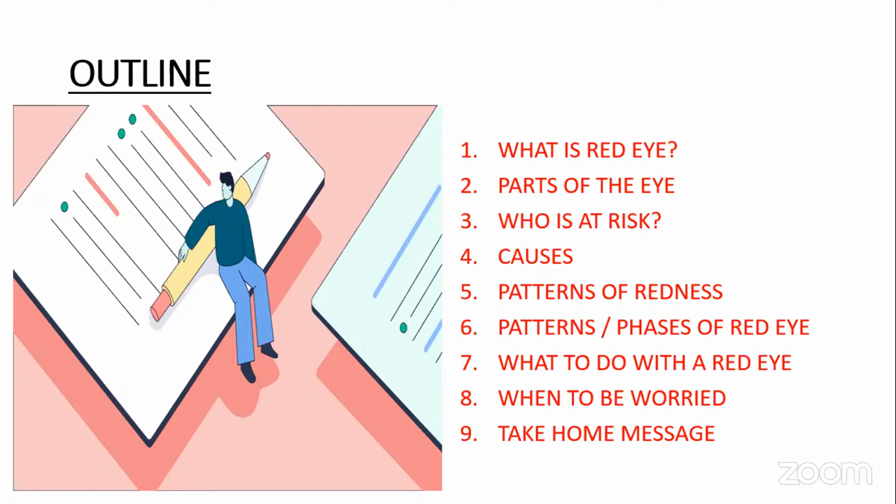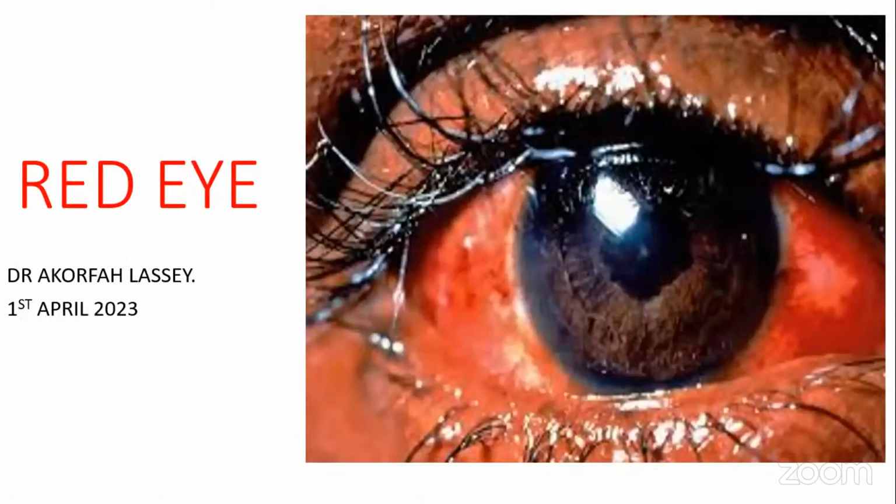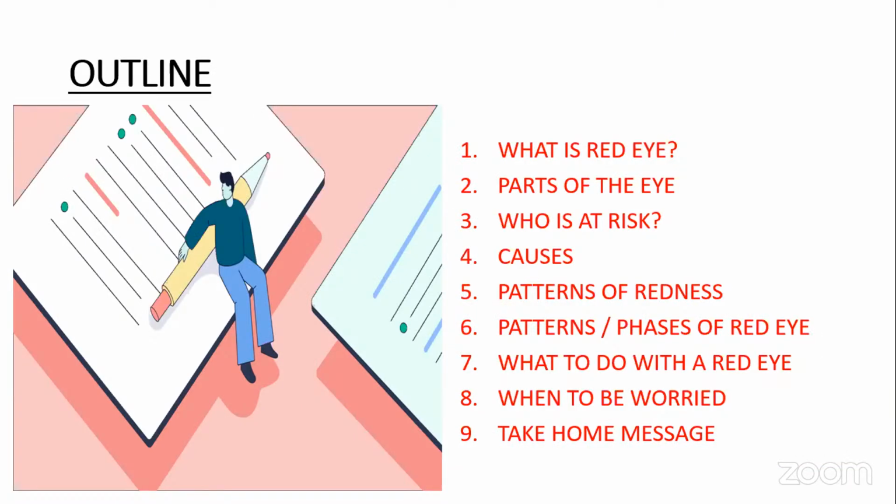Okay, so like I was saying, this afternoon we are discussing red eye, and we'll go by this outline where we would ask what a red eye is. We would look briefly at parts of the eye, who is at risk, causes of this problem, and then we'll discuss patterns of redness, what to do when you have a red eye, when to be worried, and then we'll wrap it up with our take-home message.